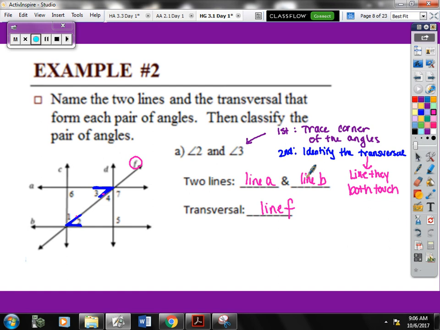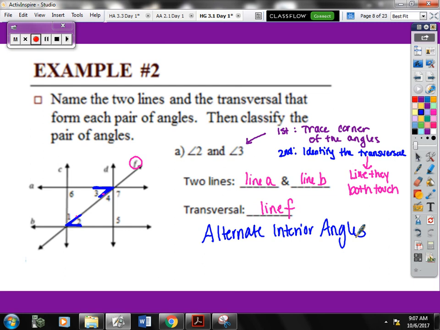And then we're also supposed to classify those. So are they corresponding? Are they alternate interior? Are they alternate exterior? Are they same side interior or same side exterior? What do we think? Marquise? Alternate interior. Very good. These are alternate. They toggle across the transversal, and they're inside of the two lines. Normally, I would put my abbreviation AIA, but since it's the first day, I'm writing it out just so you hear it and see it a little bit more.